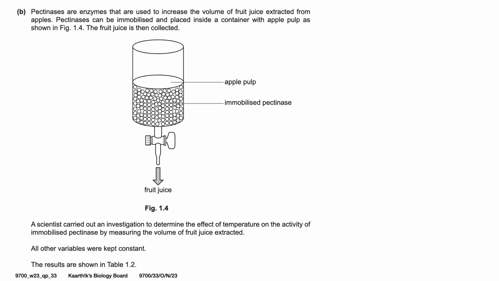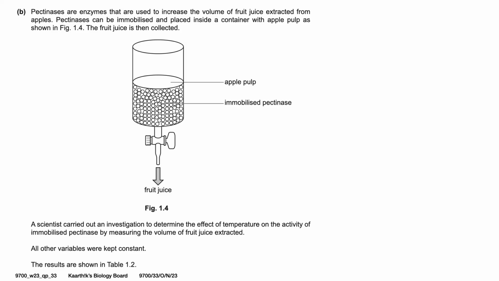So, next one. Pectinases are enzymes that are used to increase the volume of fruit juice extracted from apples. Pectinase can be immobilized and placed inside a container with apple pulp, as shown in figure 1.4. The fruit juice is then collected. Then the scientists carried out an investigation to determine the effect of temperature on the activity of immobilized pectinase by measuring the volume of fruit juice extracted.